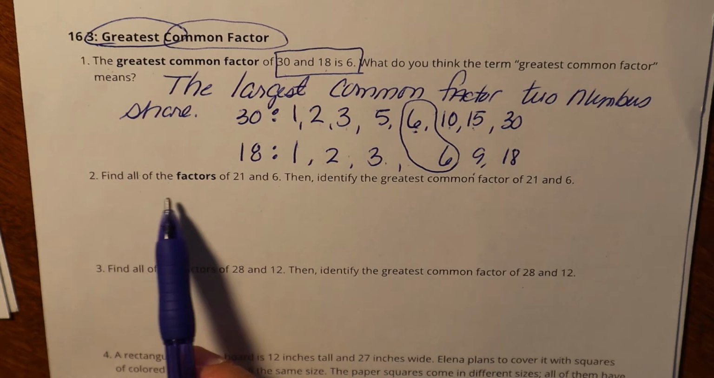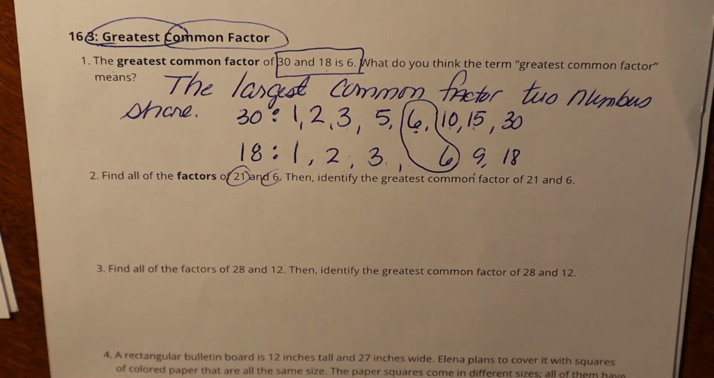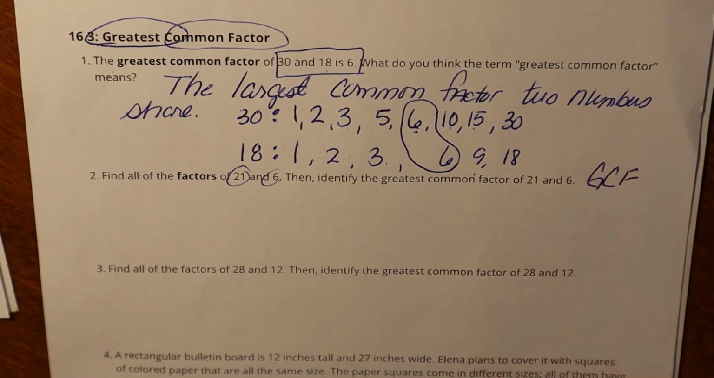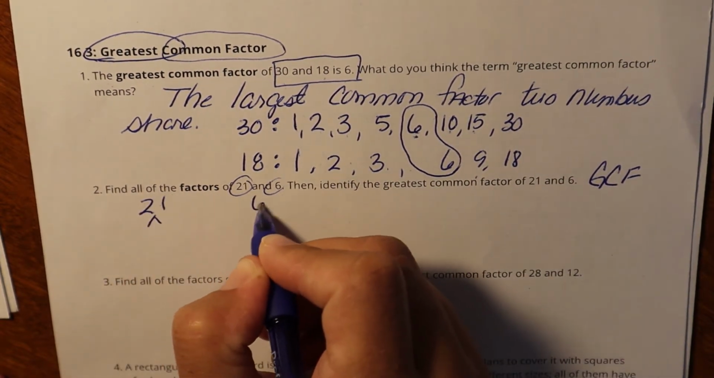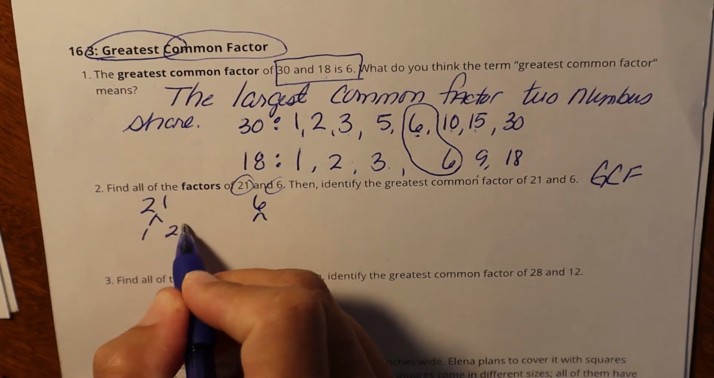Number 2 says find all the factors of 21 and 6 and then identify the greatest common factor, which again is often just abbreviated the GCF. So 2 ways to do it. You could make your little factor trees. We'll do those first. So 21, it's 1 and 21.